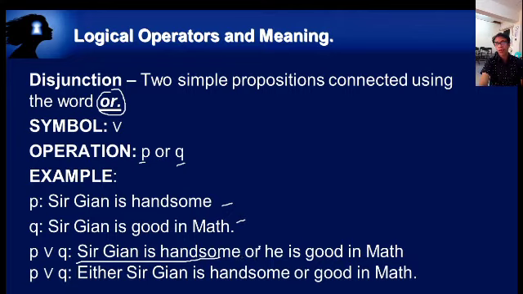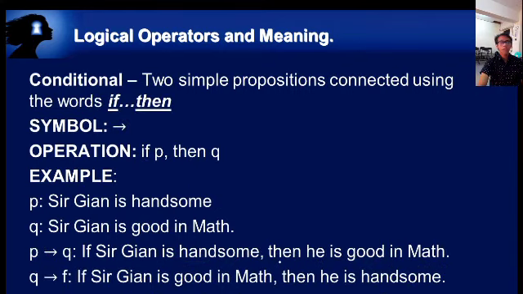Or kasi nga we are now on this disjunction. No? Next, this one is P disjunction Q. Pwede rin ito either Sir Gian is handsome or good in math. Kasi nga or ang ginagamit mo. Either, then use or. Neither, use nor if they put some negations on the particular part.